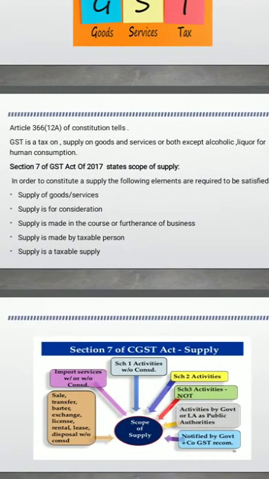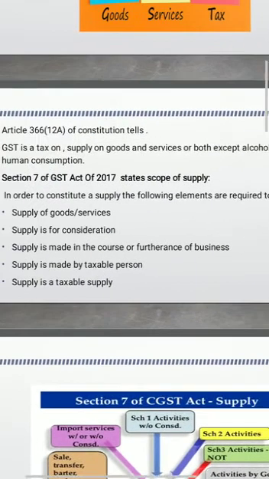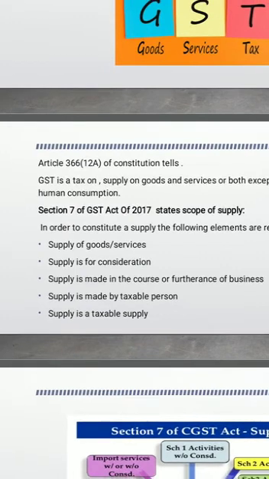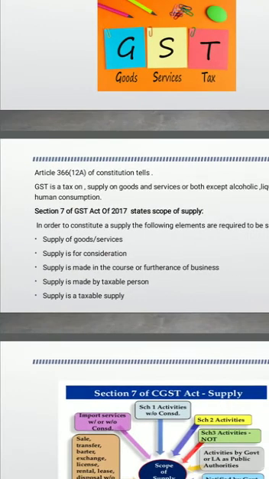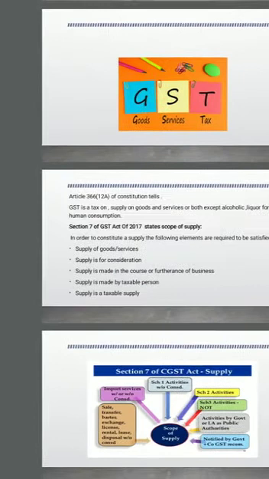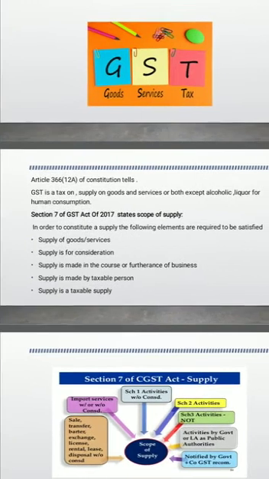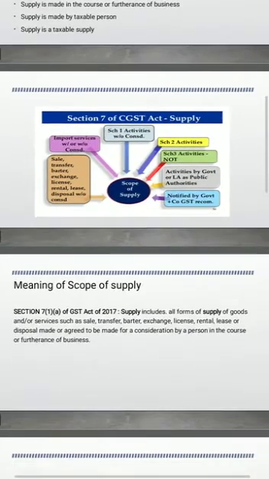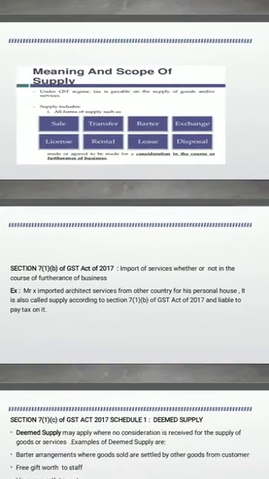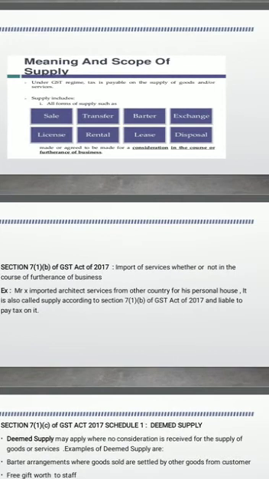As I have said, when these 5 elements are fulfilled, then it is considered as a supply according to the GST. There is a point, supply is made in the course of furtherance of the business. When the supply is made during the course or with the intention for the furtherance of the business, it is considered as a supply according to the GST. But now in this they are telling import of services whether or not in the course of furtherance of the business is also considered as a supply according to the GST.